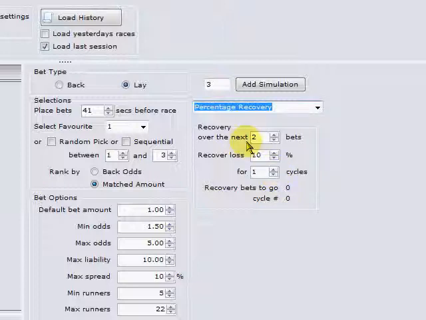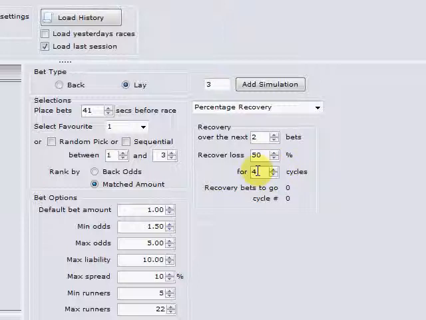So this is actually quite an aggressive approach to recovering losses in the lay side of things. It's one that I used to use quite a bit, but don't use it so much anymore. But it's still got its merits. And generally, these are the settings that I used to use with something like this.